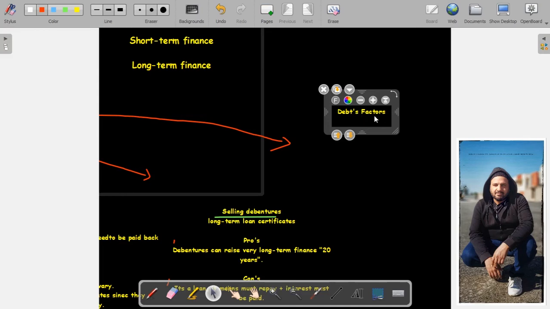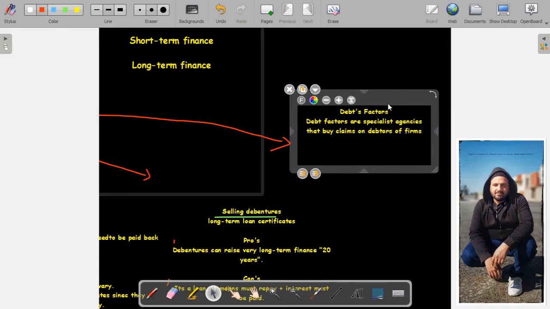So to define it here, debt factors are specialized agencies that buy claims on debtors of firms. So this is the definition.